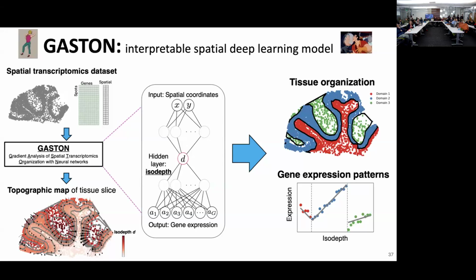And so again, by learning this 1D structure, we can learn these quote unquote topographic maps of a tissue slice, where you have these colors that tell you this isodepth coordinate, and these arrows give you these directions of maximum increase. And by having this isodepth coordinate, you can find how your tissue is organized by these different contours. And by looking at your measurements along this 1D axis, you can see these gene expression patterns.